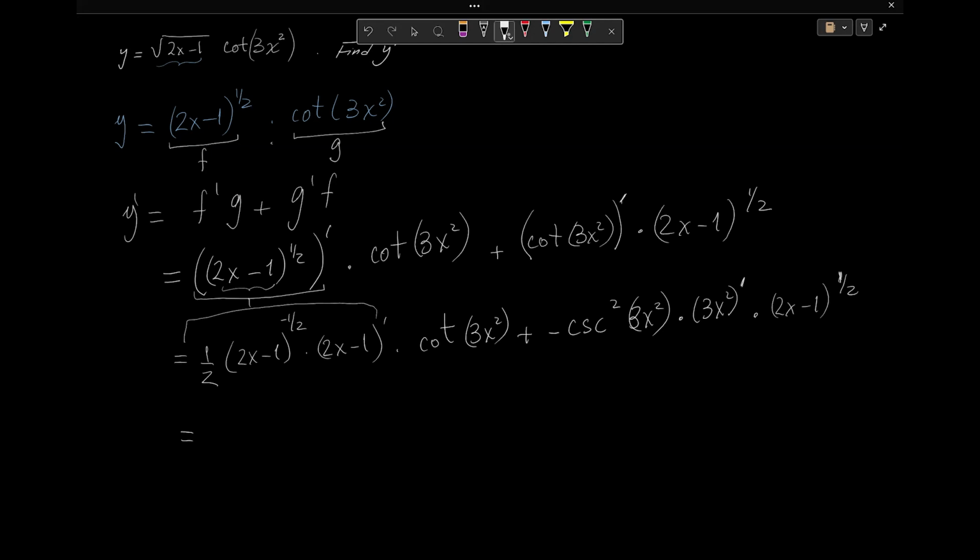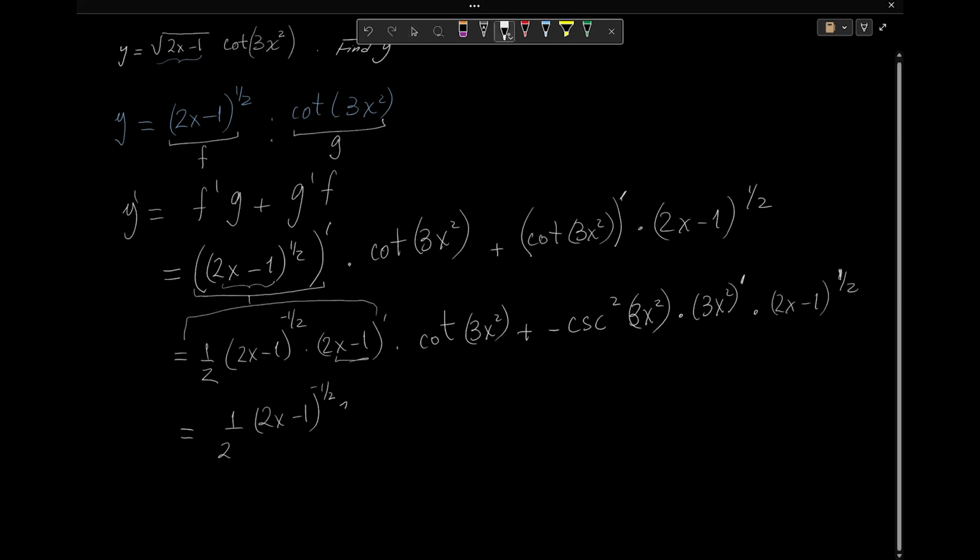So here we have 1 over 2 times 2x minus 1 to the negative 1/2. What's the derivative of 2x minus 1? It's just 2. It's a straight line with a slope of 2 times cotangent of 3x squared minus, this minus will override this plus. Derivative of 3x squared here, that's 6x, right?